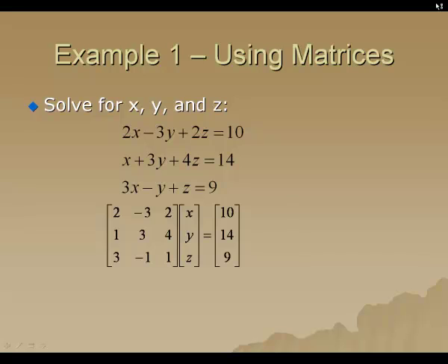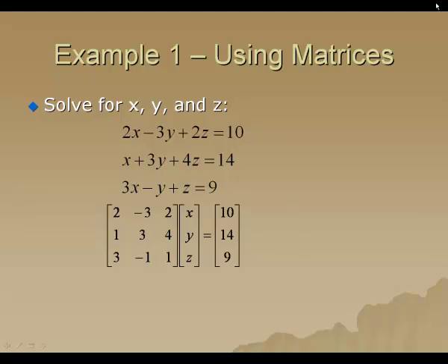In this first example, the first equation's coefficients are 2, negative 3, 2. The second equation, 1, 3, 4. And the third equation, 3, negative 1, positive 1. Those are the values that we're going to put in matrix A. Those are the coefficients for x, y, and z, which is what we're solving for. And that is set equal to matrix B, which is 10, 14, and 9.